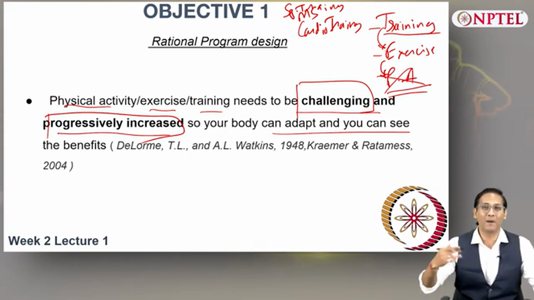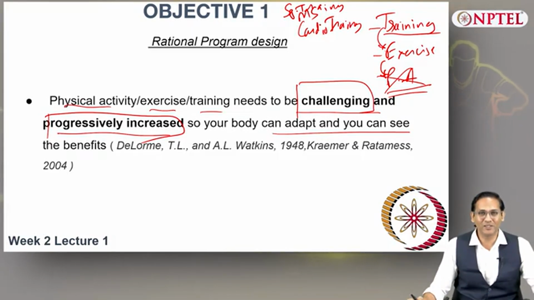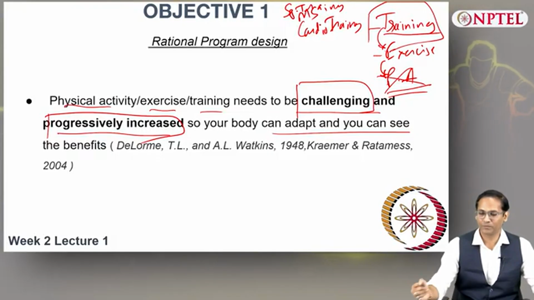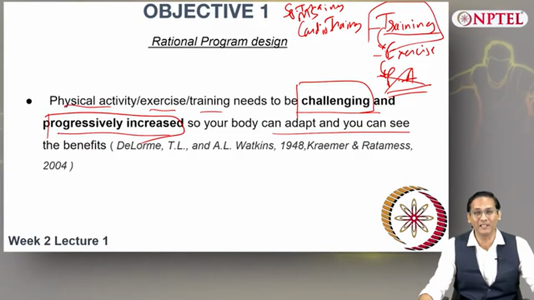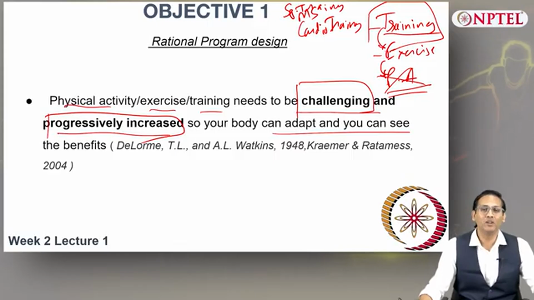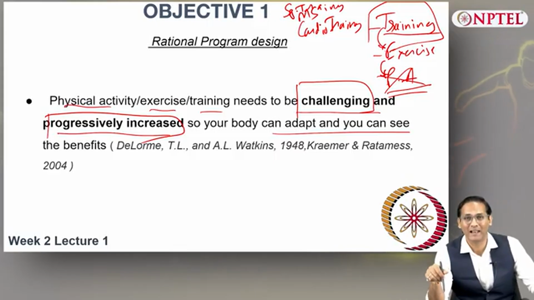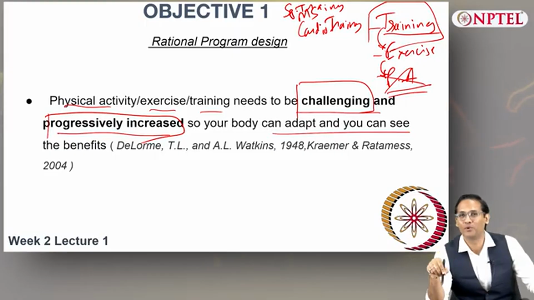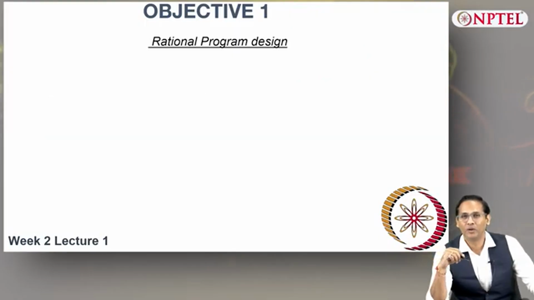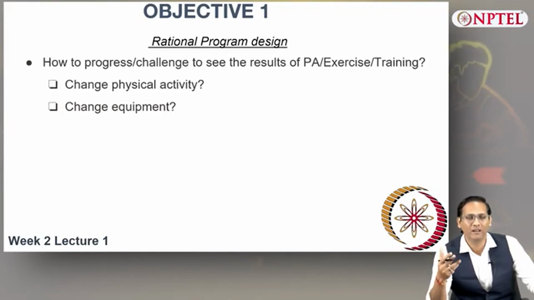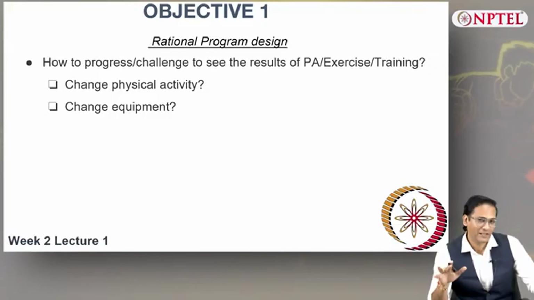So, going one step ahead, an exerciser who is training or engaged in an exercise routine, a practitioner who is training their athlete or client, for them, if they want to get the results, it should be challenging and progressive. So, how do they get that? How do you make the exercise workout session or your training challenging so that you get the results? By changing physical activity.